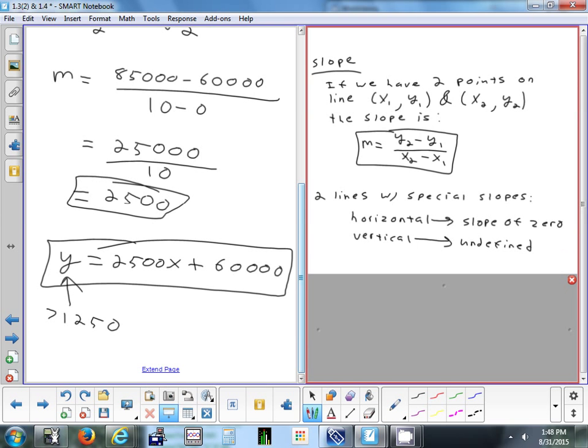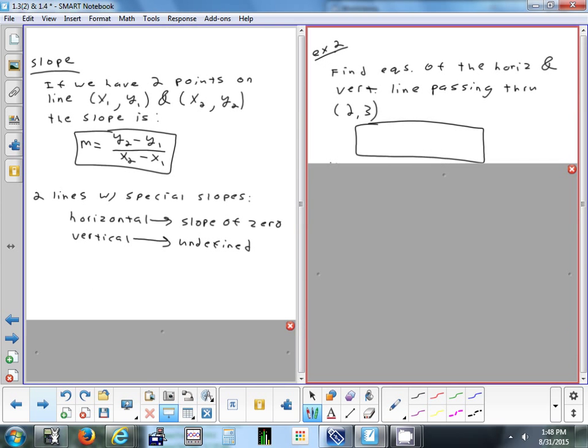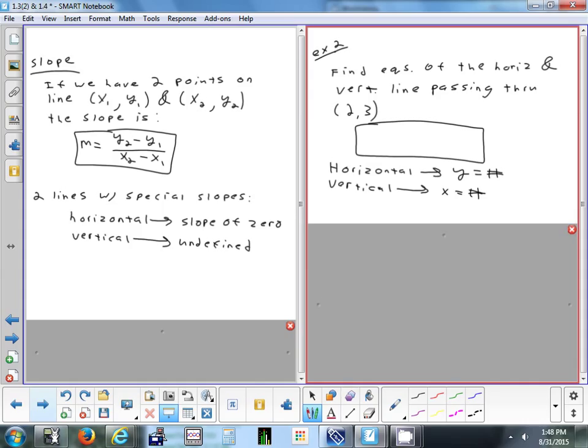Two special cases with slope. Horizontal line has a slope of 0. Vertical line, undefined. Okay, and just as a reminder, the equation of a horizontal line, we've been doing that on the calculator. It's y equals a number. Equation of a vertical line is x equals a number. You cannot graph a vertical line on the calculator.